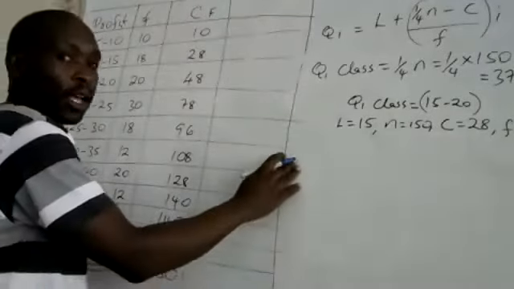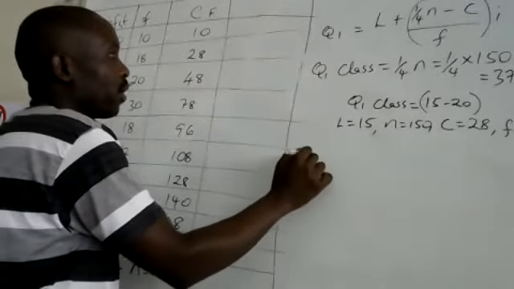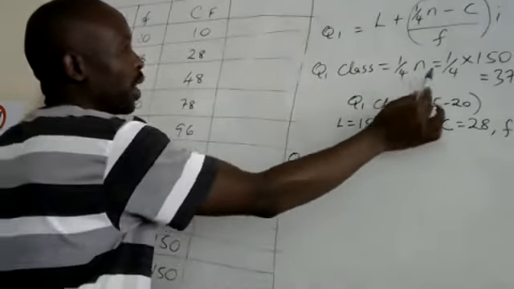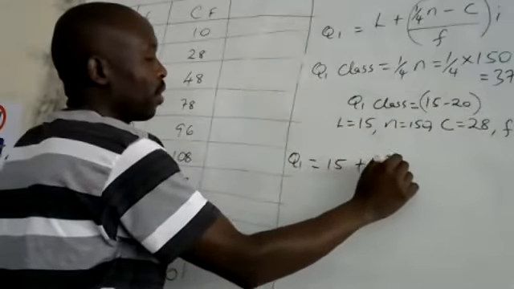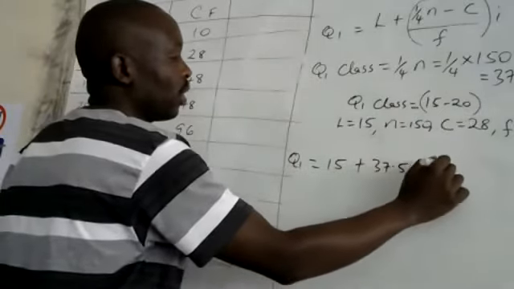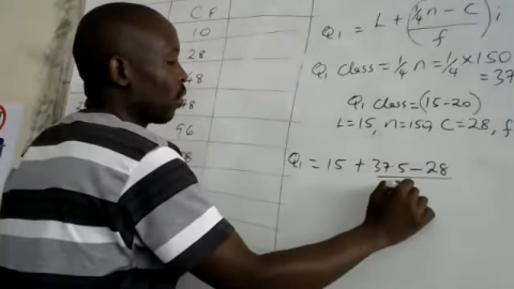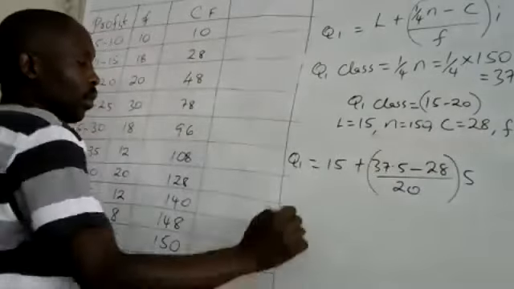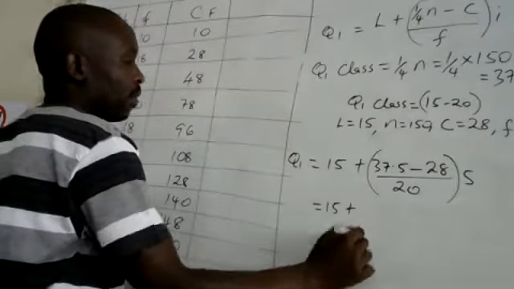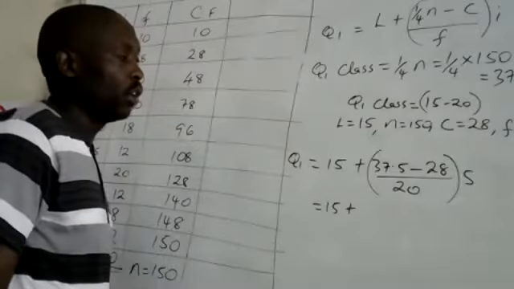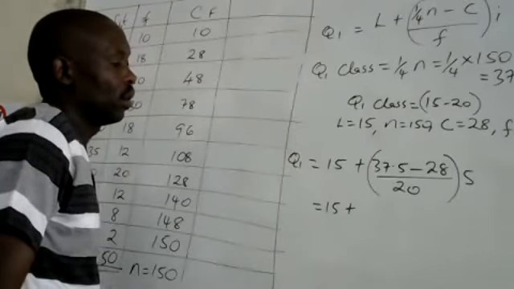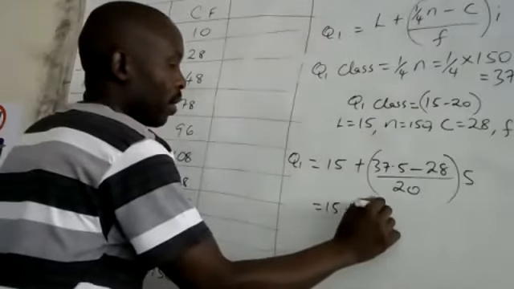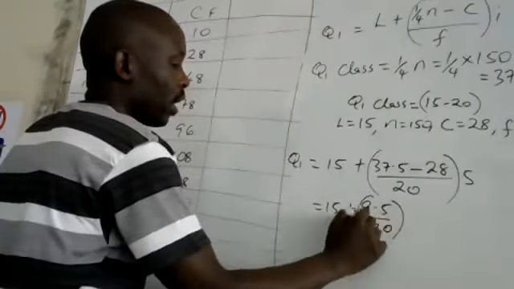Those values, now you can come here and say that Q1, the lower quartile, is going to be equal to L, which is 15, plus 1 over 4n, we have done that one to find 37.5, minus C, which is 28, over F, which is 20, and then we multiply by 5, which will be equal to 15 plus 37.5 minus 28, 9.5. 9.5 over 20 times 5.